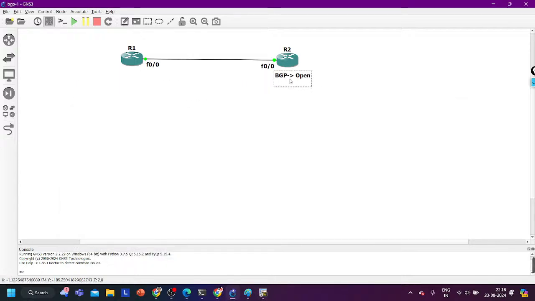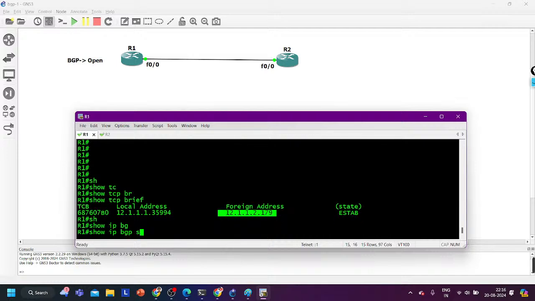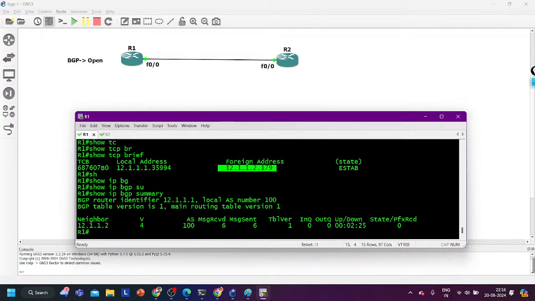In the same way, router 2 will also generate an open message. Both will exchange open messages and then establish a neighborship. So, show IP BGP summary. See the neighbor information. Neighbor IP address is 12.1.1.2. This is the version of BGP, the latest version. The AS number of the neighbor is 100.